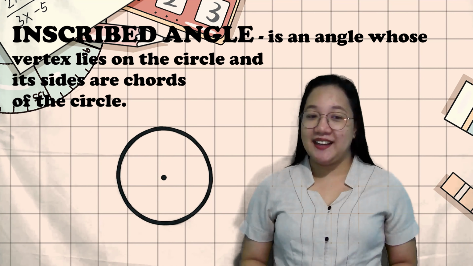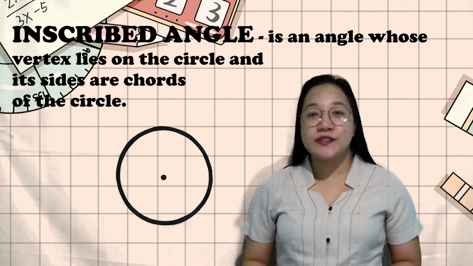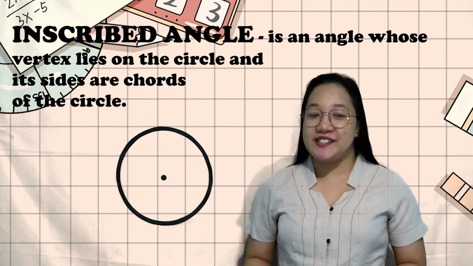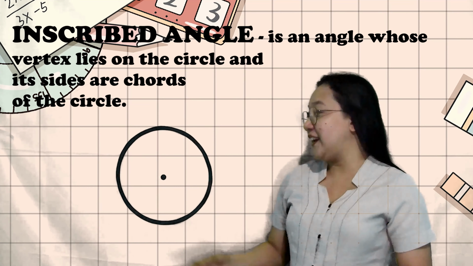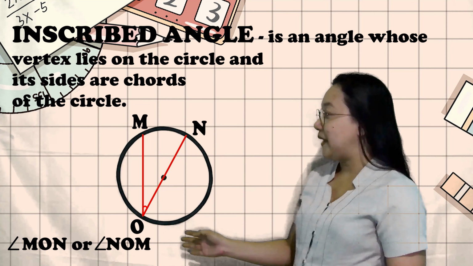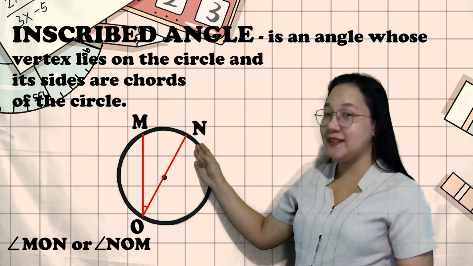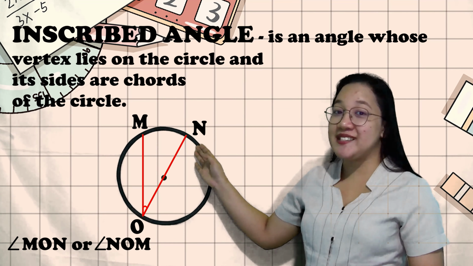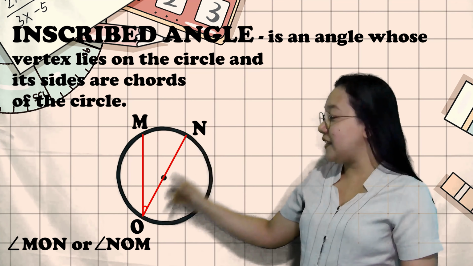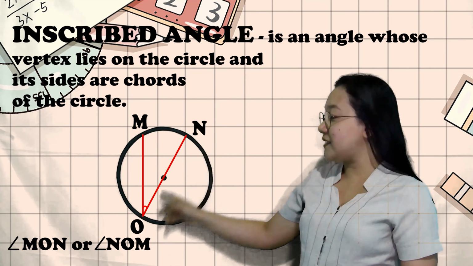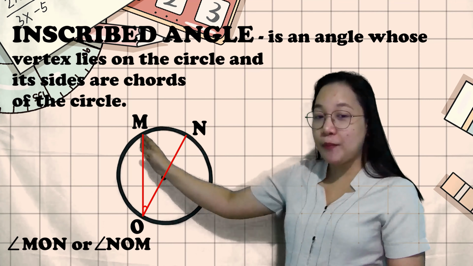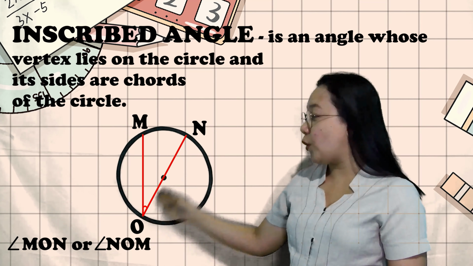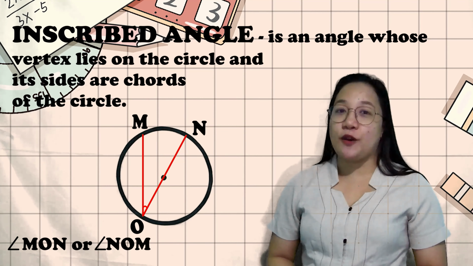Inscribed angle. It is an angle whose vertex lies on the circle, and its sides are chords of the circle. In our example, angle MON is an example of inscribed angle because its vertex is on the circle, not on the center of the circle. And its sides, segment MO and segment NO, are chords of the circle.